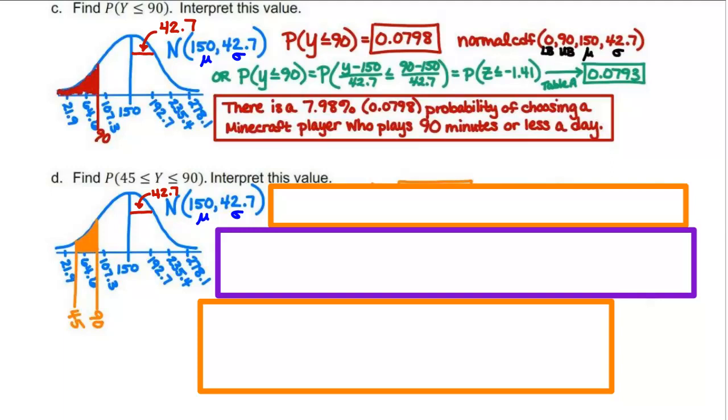How would you calculate this? Tell me what you would write down or what you would type in.